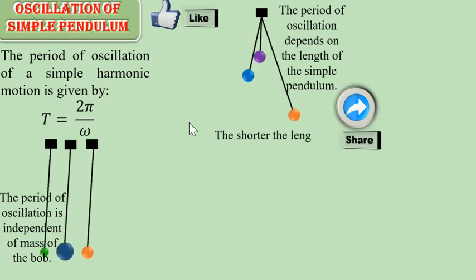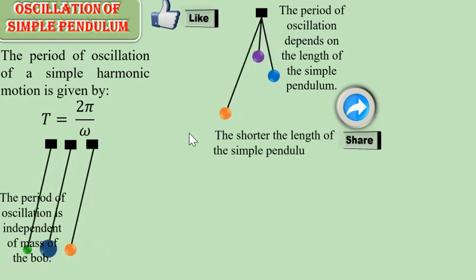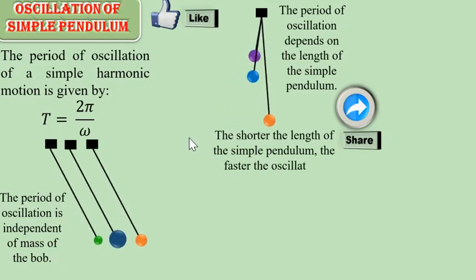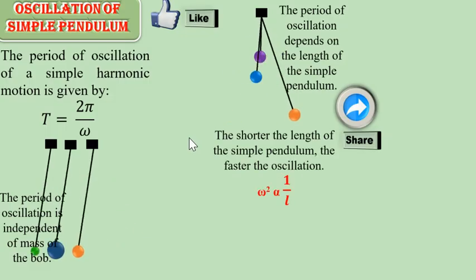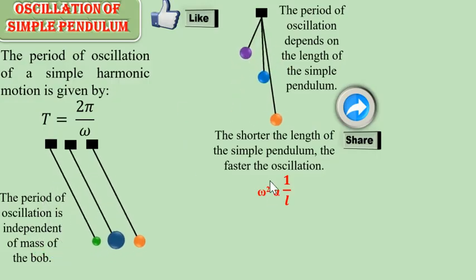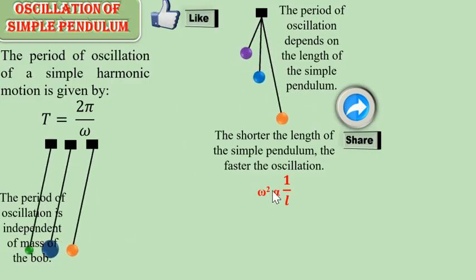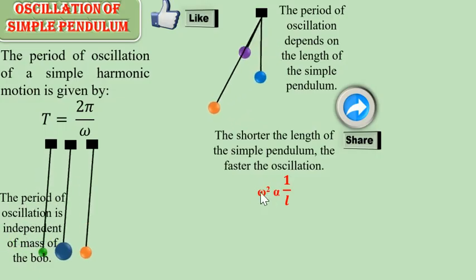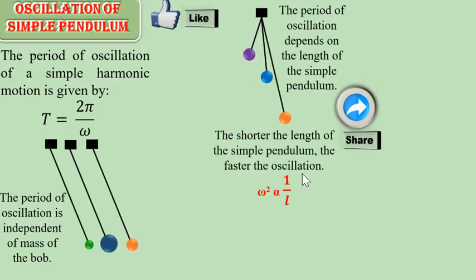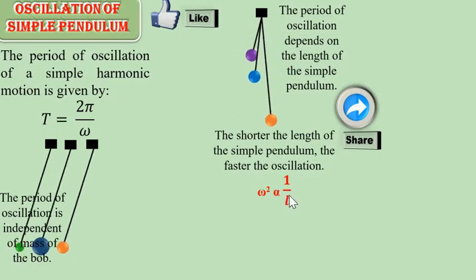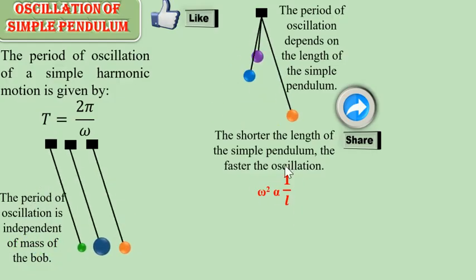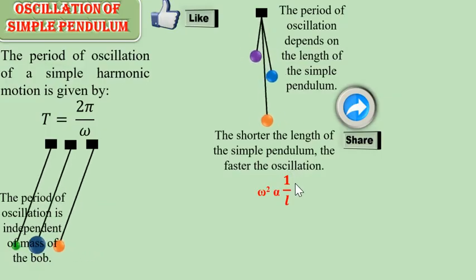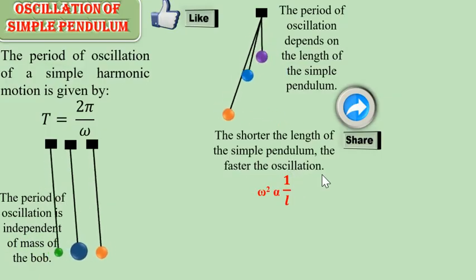So now we are going to see the shorter the length of the simple pendulum, the faster the oscillation. That is clearly seen. So therefore, mathematically, we can simply say that the square of the angular frequency is inversely proportional to the length. In other words, the speed is inversely proportional to the length. The shorter the length, the faster. The longer the length, the slower.